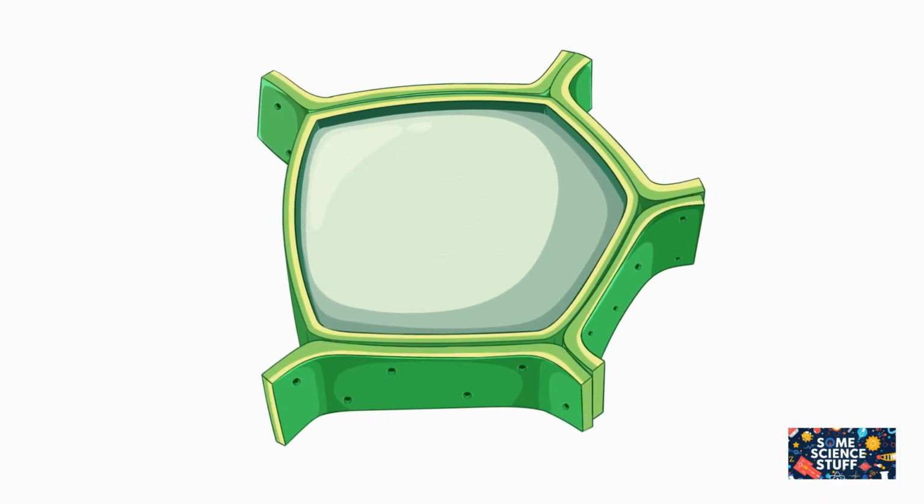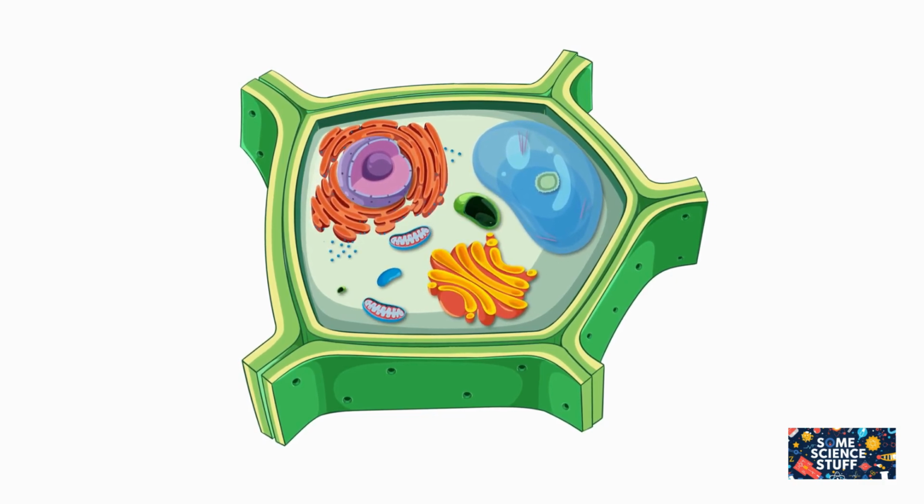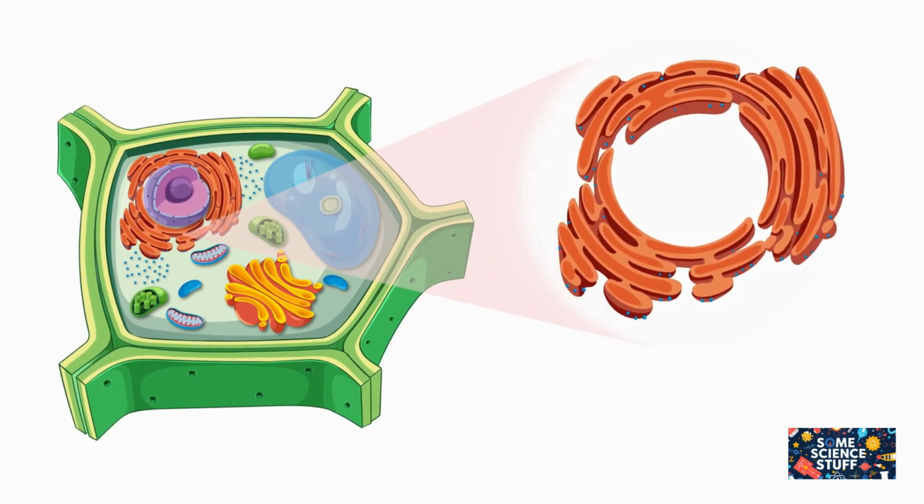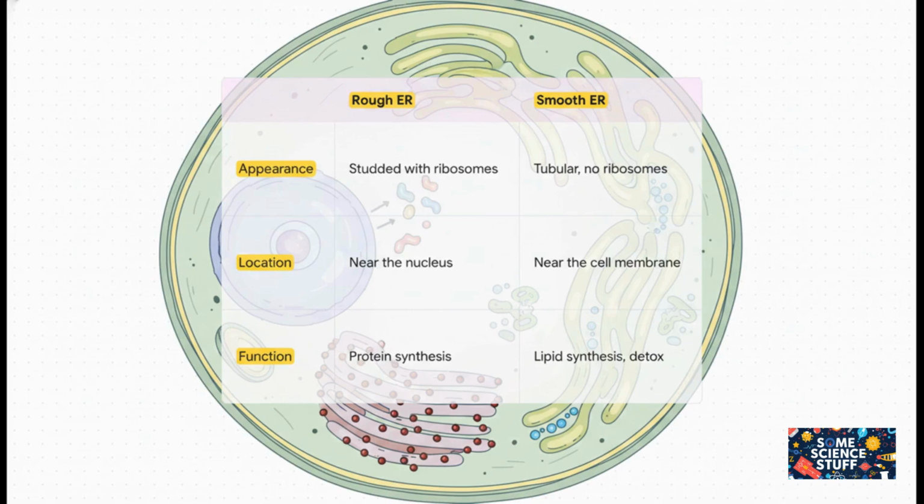Okay, now that we've seen Command Central, let's head over to the industrial heart of the city, where all the manufacturing and shipping takes place. This is the endoplasmic reticulum, or just the ER for short. It's the city's main factory complex, and it comes in 2 distinct types.